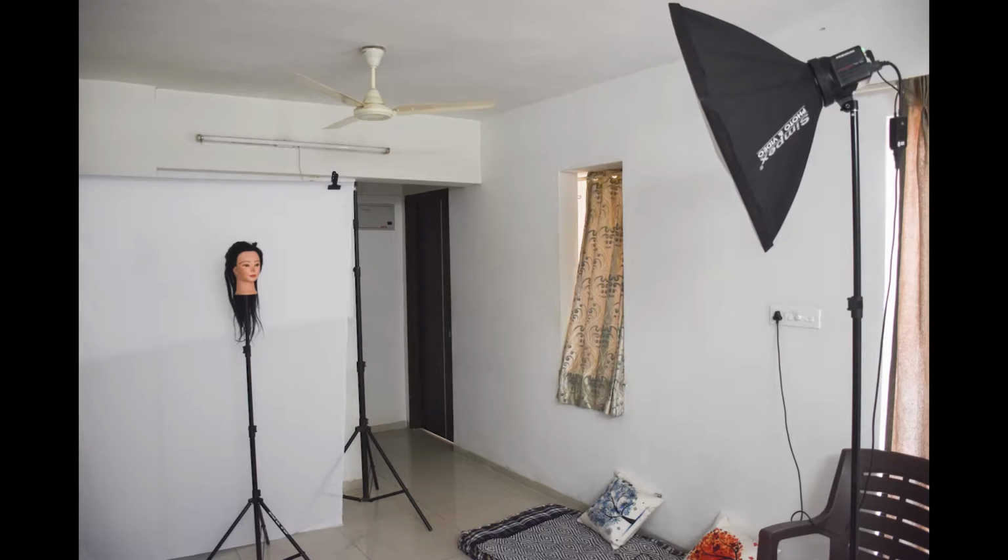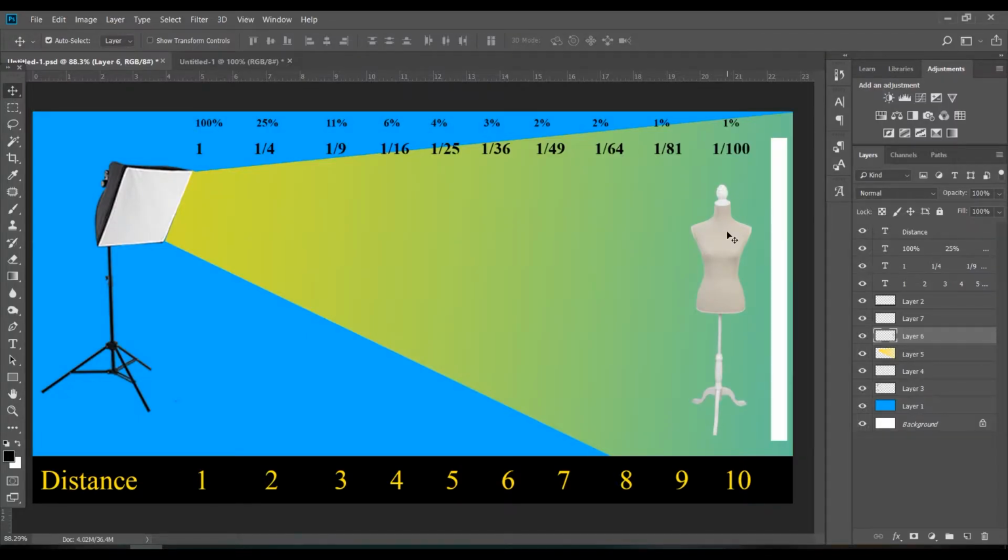And then we're going to be taking a shot by exposing for the mannequin. And what you'll find in this shot is that the backdrop comes out to be white. That is, it is exposed properly. Why? Because since this mannequin is away from the light, there's not really going to be too much of a difference in both the exposures for the mannequin as well as the backdrop, right?